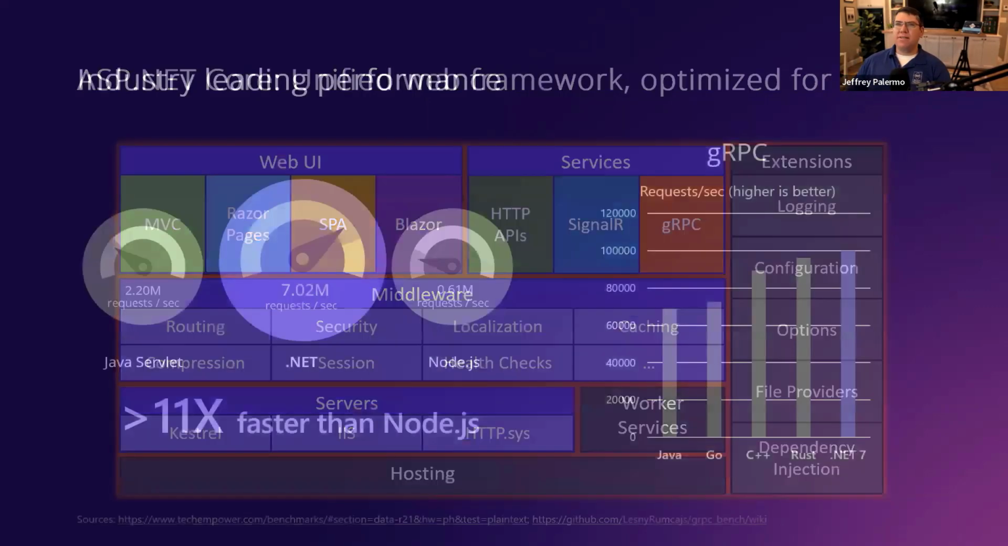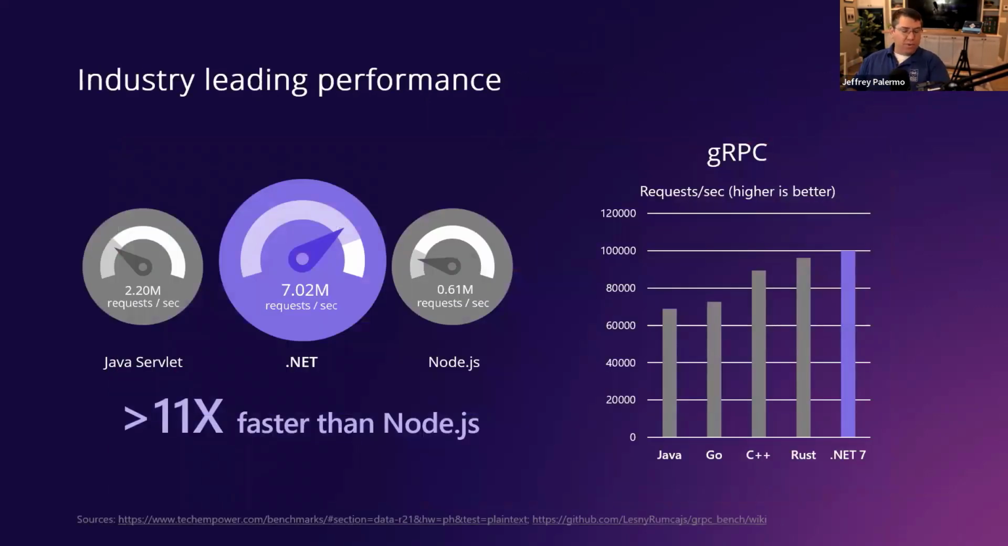Okay, so let's keep going. One of the huge things with .NET 7 to be aware of is performance continued to increase. .NET 7 overtook Go in this past round for some of the benchmarks.